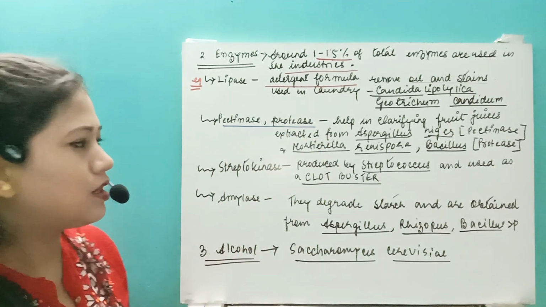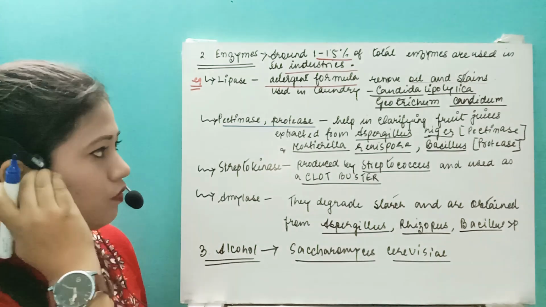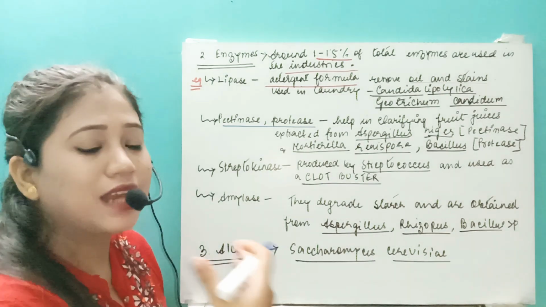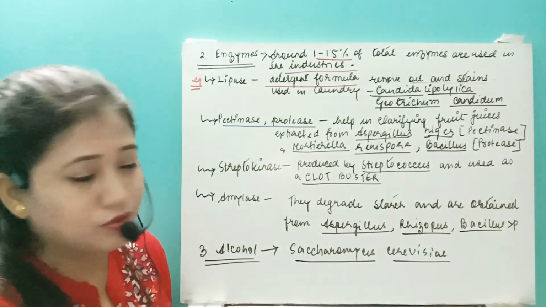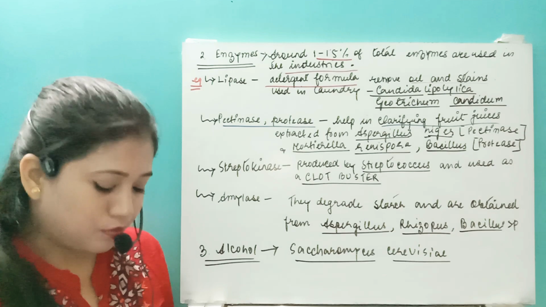Next, the second example is pectinases and proteases. So what are they? They help in degrading proteins, isn't it? They are actually helping in the clarification of fruit juice. So now, what is that clarification process?